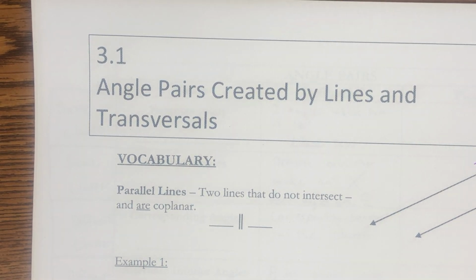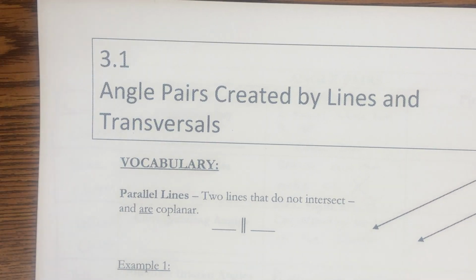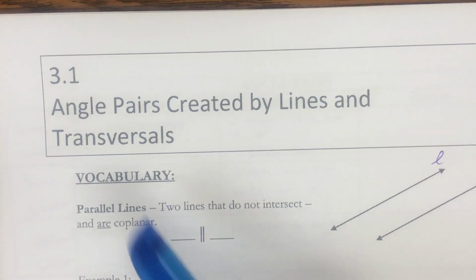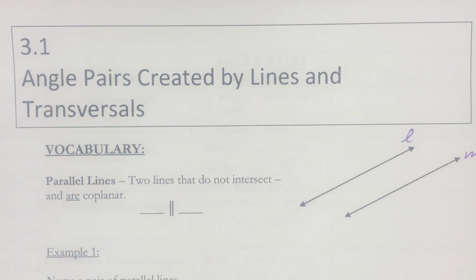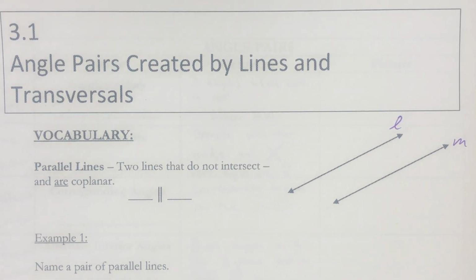All right, Mr. Ahmed here for 3.1. We are going to work with angle pairs that are created by lines and transversals. So the new term here is going to be transversals, and we are going to create some angles with a transversal. A couple definitions first.